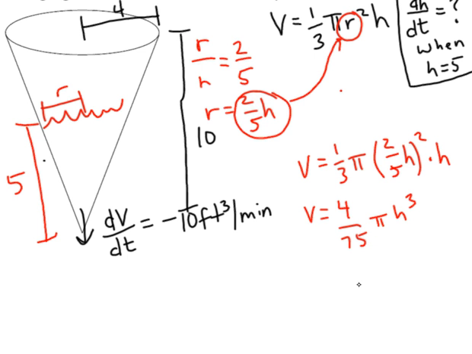So now let's take the derivative with respect to t. The derivative of V with respect to t is just dV/dt. Now, 4/75 pi is just a constant, so it's going to stay 4/75 pi. Then I multiply by the derivative of h cubed. Remember, we're taking the derivative with respect to t, not h. So that's going to be 3h squared, then times dh/dt.